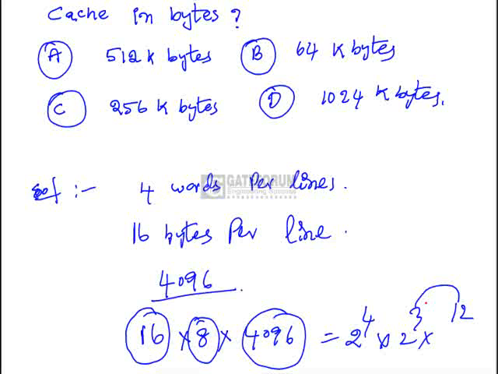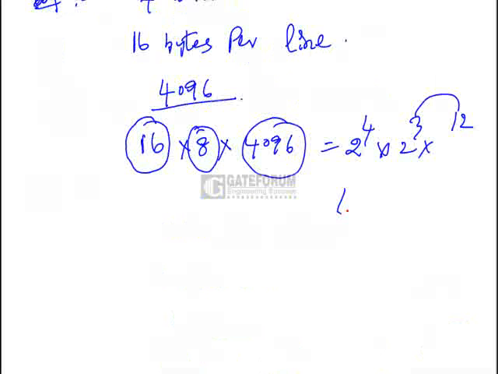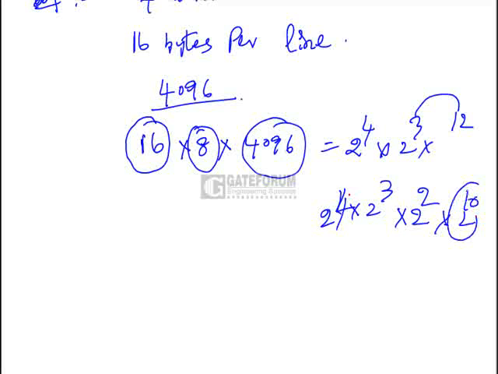So we can rewrite it like this: 2 power 4 into 2 power 3 into 2 power 2 into 2 power 10, we can write like this. So it becomes 2 power 19, which is 512k, because 2 power 10 is 1k. So option A is correct here. So the size of the cache is option A.